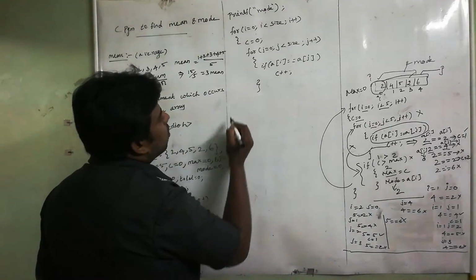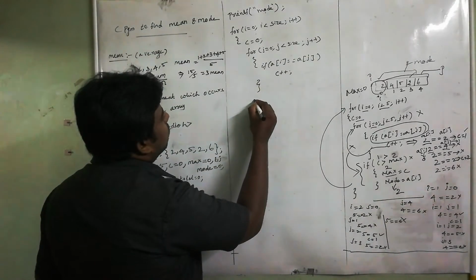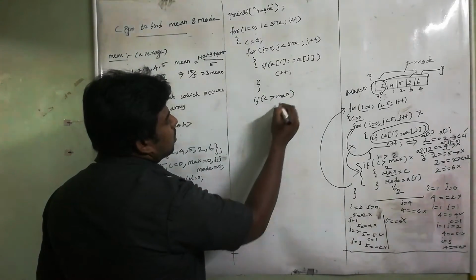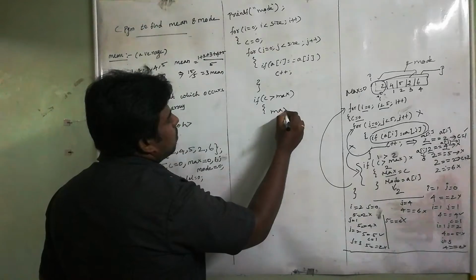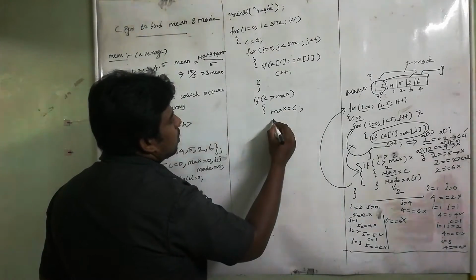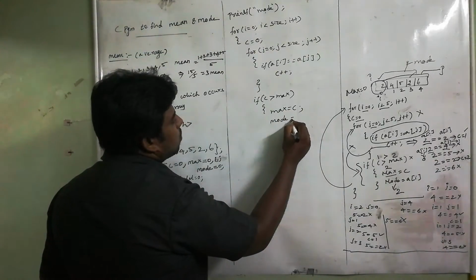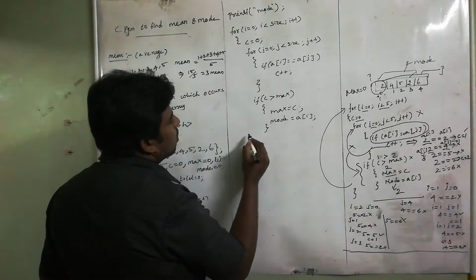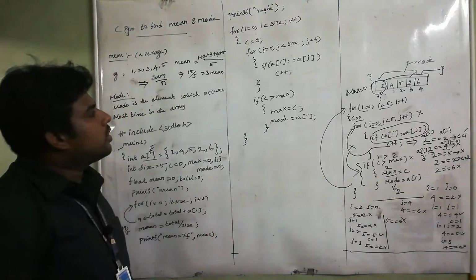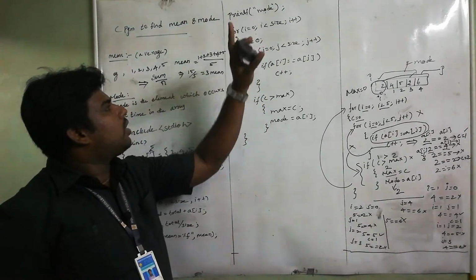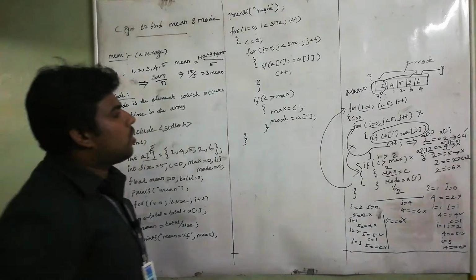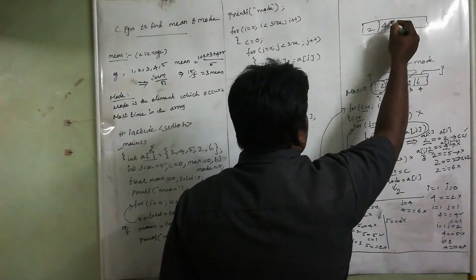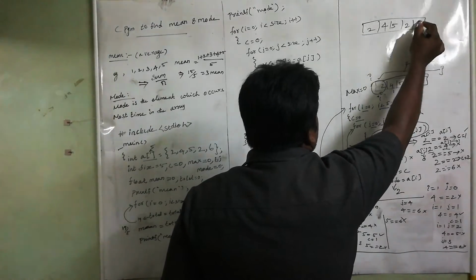Then after this for loop, again another if condition. If C greater than max, max equal to C, mode equal to A of I. Okay. Now see the logic. Initially, what's the I value? 0. What's the J value? 0. So what's the array here? 2, 4, 5, 2, 6.